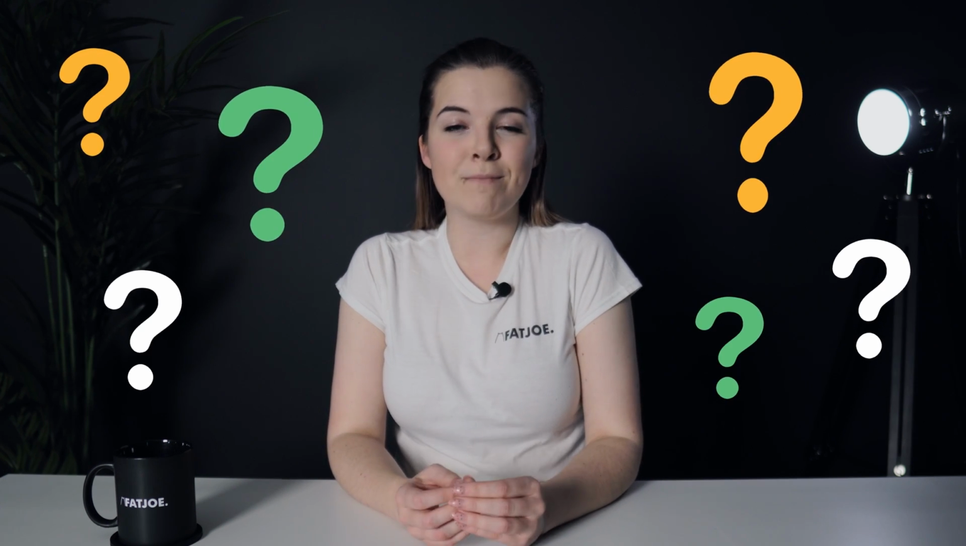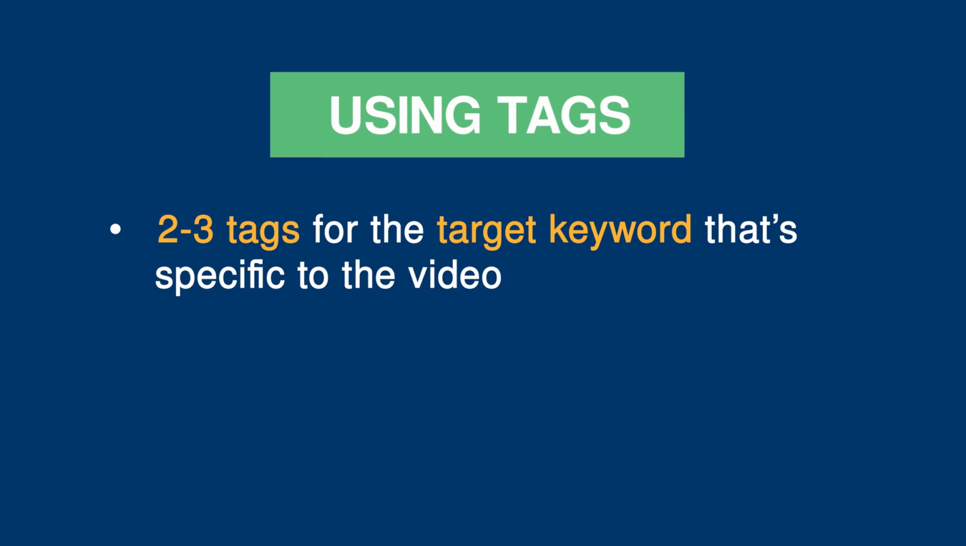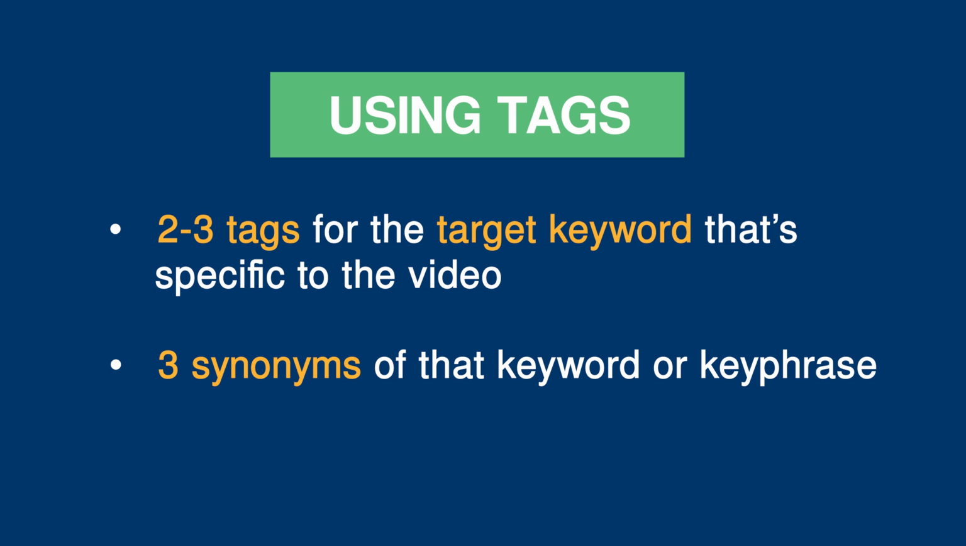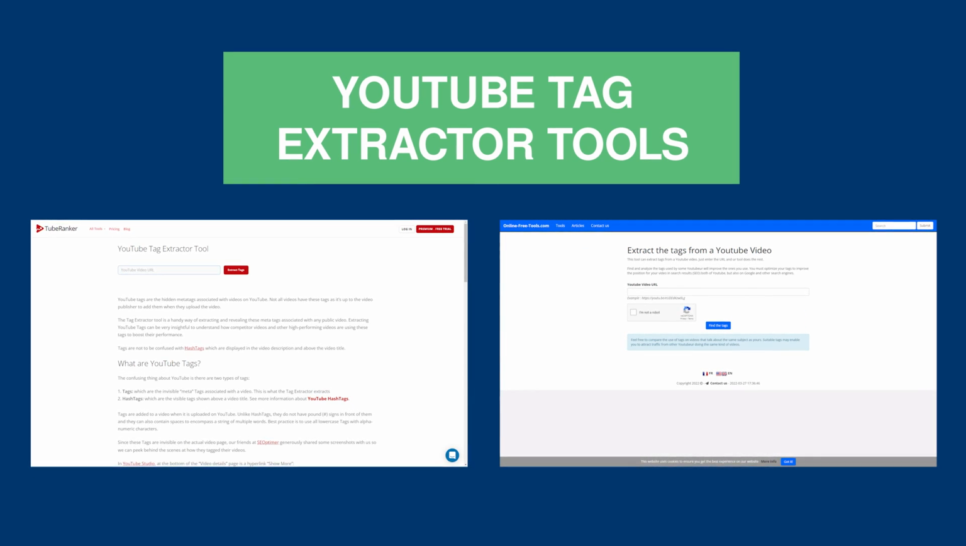This can cause the YouTube algorithm confusion when attempting to categorize your video. Use 2 to 3 tags for the target keyword that are specific to the video, 3 synonyms of that keyword or key phrase, and 3 category tags. You can also use the free YouTube tag extractor tool to spy on your competition. But don't just copy and paste these same tags onto your video because A, they may not be relevant, and B, they may not be working.